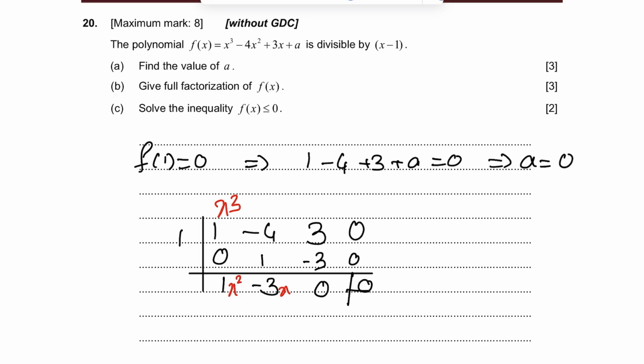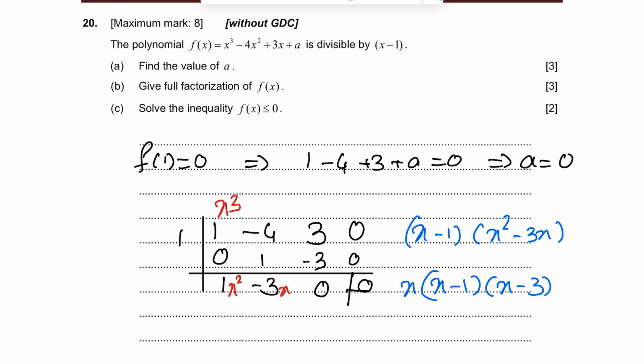Over there, x minus 1 times x square minus 3x. So x minus 1 times, take x common, x minus 3. That's going to be the answer.